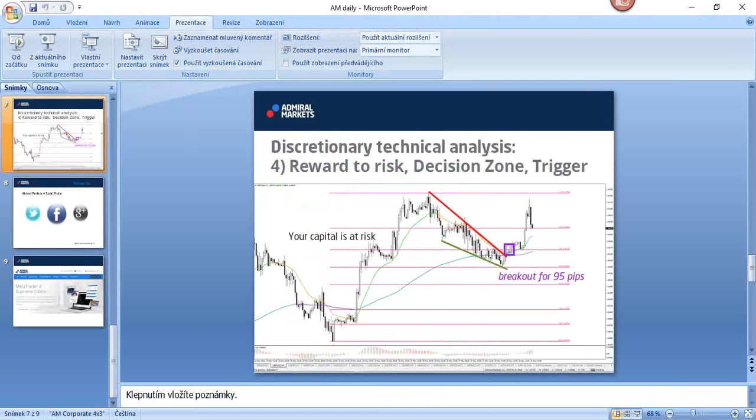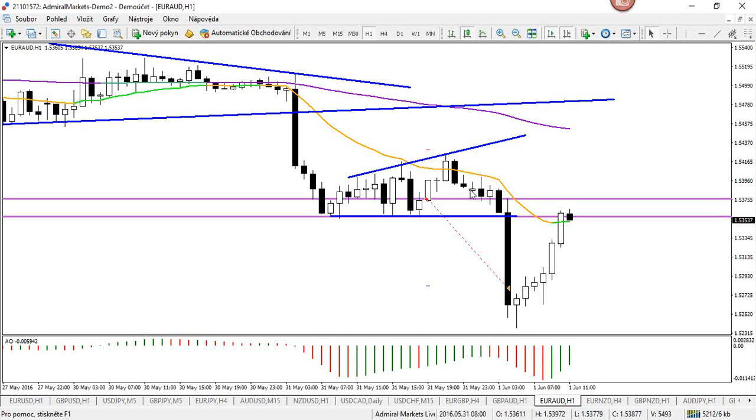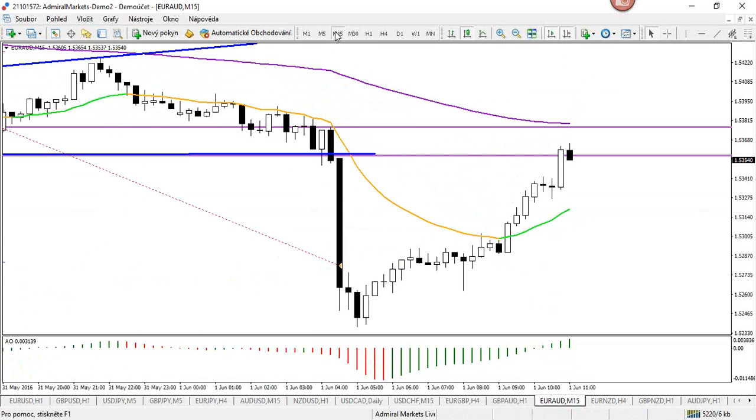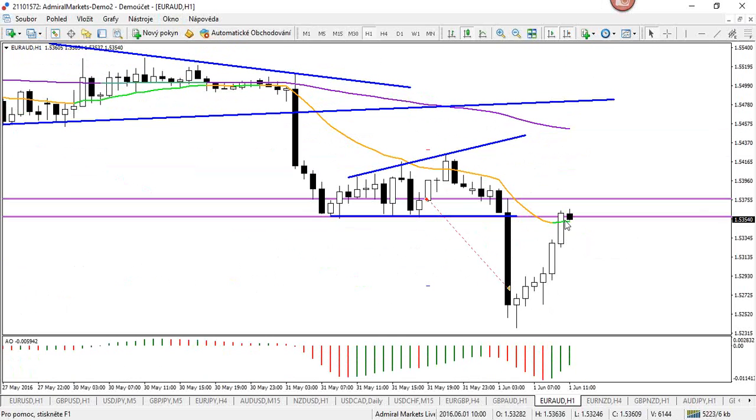Let's see. Oh, you're odd. We talked about the turnaround here as well, by the way. Let's see how that reacts. Strong 1 hour candle. It would be good to see a bearish candle on the hourly.